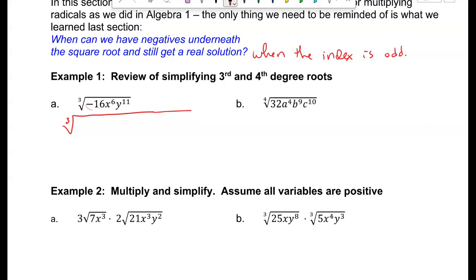Negative 16 is that same thing as a negative 2 times a negative 2 times a negative 2 times what? Positive 2, would you guys agree? And then we get here x to the 6. Now, here's where I'm going to pull you a little bit. I want my exponent to be divisible by what number? 3 this time, right? So notice 6 is already divisible by 3. But 11 is not, and I want to make it as large as possible. So y to the 9th times y squared, does that give it to me?